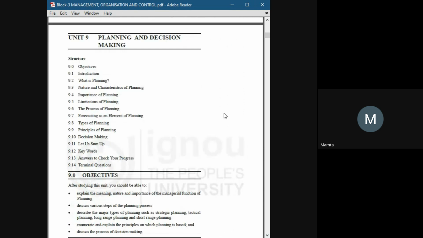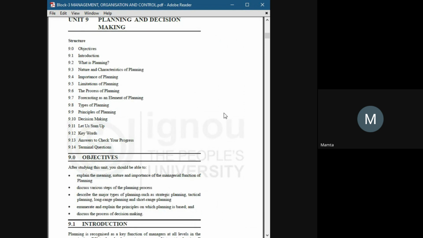So yes, the first unit we're going to learn in this block is planning and decision making. Before starting with planning, let me tell you the functions of management. Basically, to perform management, we have five functions. First is planning, second is organizing, third is staffing, fourth is directing, and the fifth is controlling. These are the main five functions of any business management. Out of these, today we're going to learn about planning.